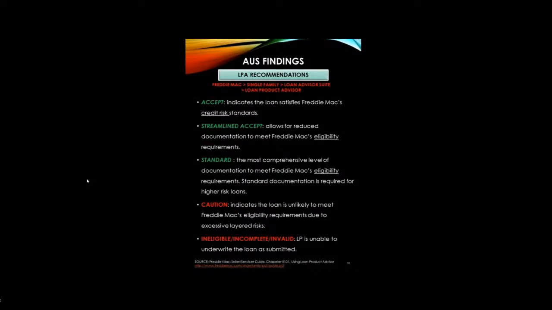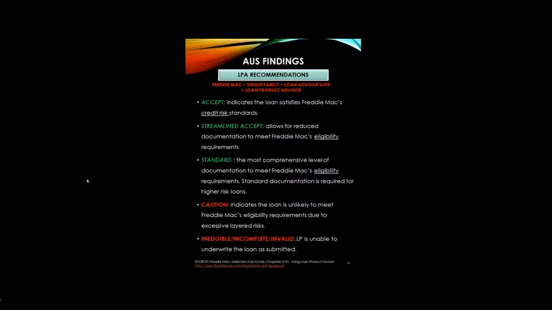All right, then you have LP findings. It's very similar to DU, just the wording that they're using. Instead of approve eligible, it's accept. So an accept indicates the loan meets Fannie Mae guidelines and credit risk standards. Streamline accept, that just reduces the documentation. It meets the loan guidelines and credit risk, but it's eligible for reduced documentation.